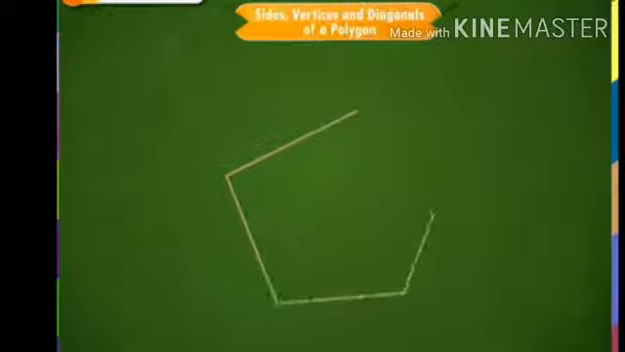This is a polygon formed with 5 line segments. The line segments forming a polygon are called its sides. This polygon has 5 sides: AB, BC, CD, DE, and EA. The points at which the sides meet are called vertices. This polygon has 5 vertices. These are A, B, C, D, and E.